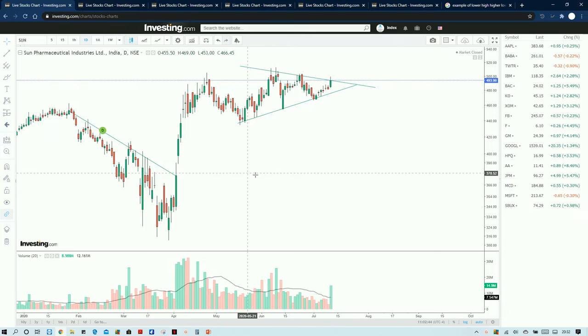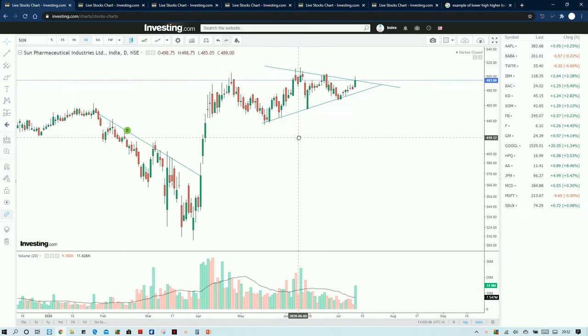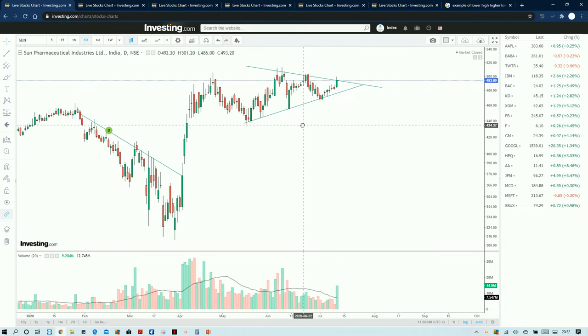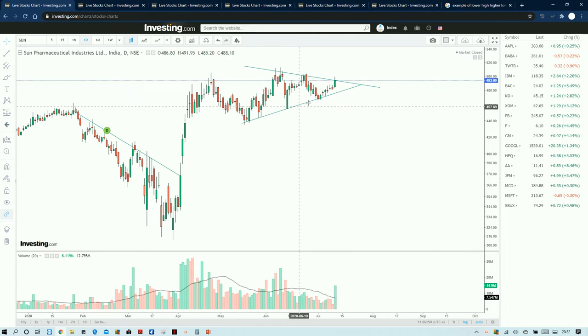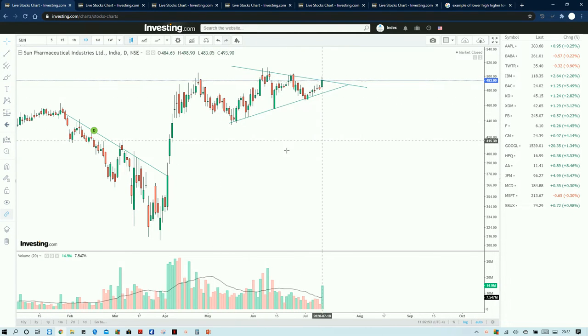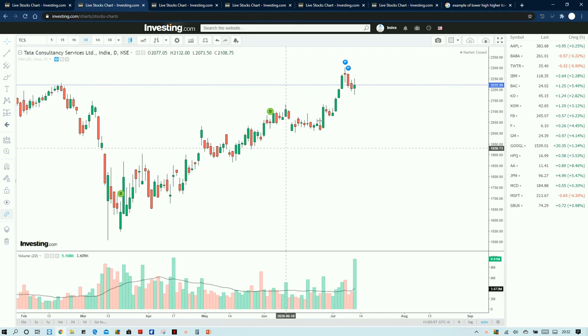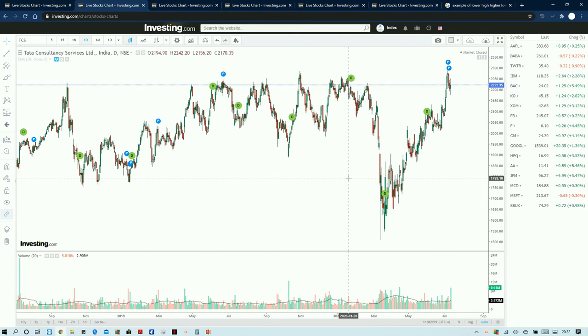So that is how you can draw the trend lines, and this is how this trend line helps in identification of the trend and with the support and the resistance point. This is for the drawing of trend lines. Now we move on to the other chart here, a similar kind of TCS chart.